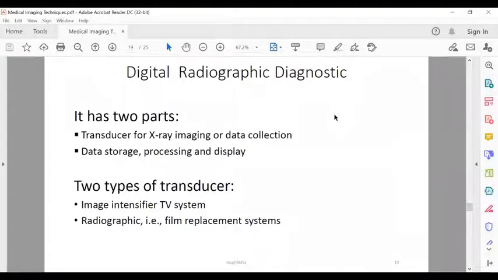Now the digital storage has formatted images which permit retrieval, transfer and display of X-ray images with large possibility of image related processing and different manipulations. Okay. So digital X-ray imaging system comprises these two parts: a transducer for X-ray imaging or data collection, and data storage, processing and display. The transducers for X-ray imaging are of two types. One is the image intensifier TV system, another is the radiography, that is film replacement system.